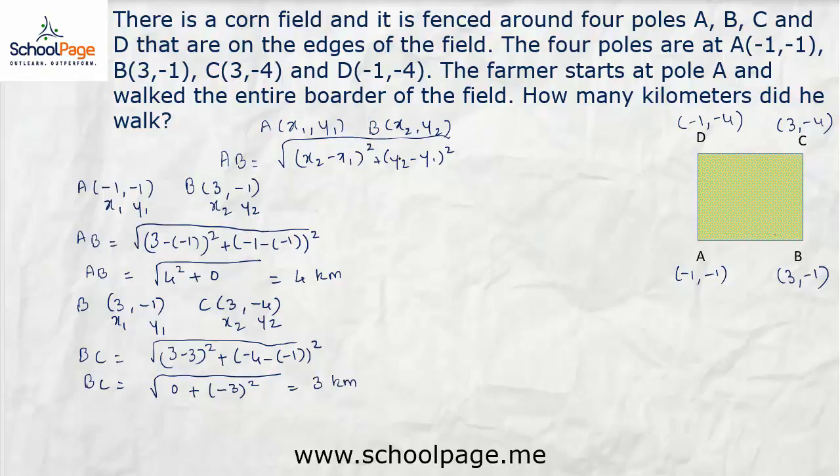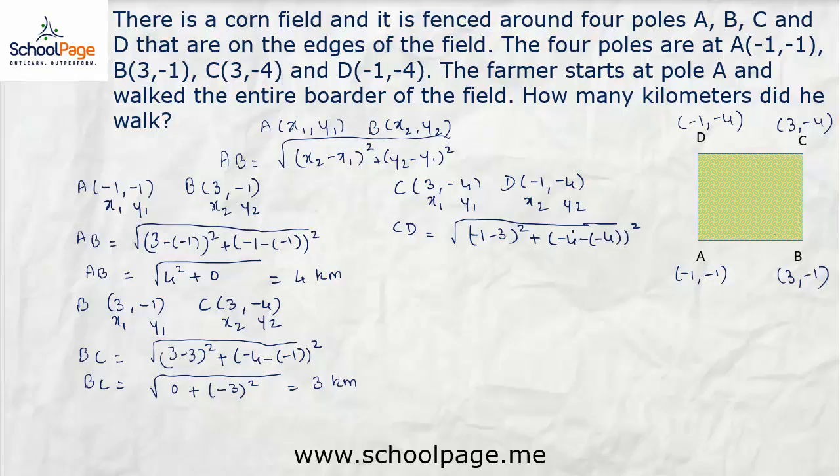Let us now find the distance CD. Let us write the coordinates of C as 3, -4 and D as -1, -4. Let us mark x1, y1, x2, y2. So CD equal to square root of (-1 minus 3) the whole square plus (-4 minus of -4) the whole square. CD equal to square root of (-4) the whole square plus 0, which is equal to 4 kilometers.